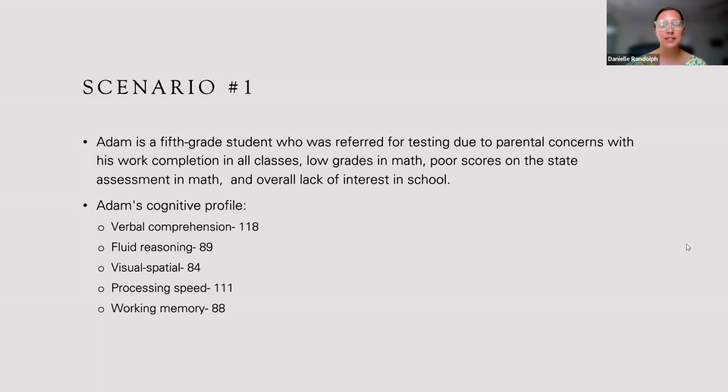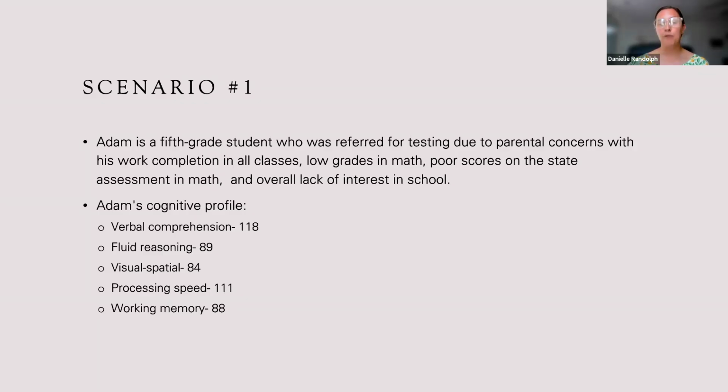Okay. So our first scenario is Adam. Adam is a fifth grade student who was referred for testing due to parental concerns with his work completion in all classes, low grades in math, poor scores in the state assessment in math, and overall lack of interest in school. As you can see, we have Adam's cognitive profile down below. There's a clear pattern of strengths and weaknesses. He has very strong verbal skills, strong processing speed, but those nonverbal skills like fluid reasoning and visual spatial are not as strong. And then of course, working memory as well is not his strength.